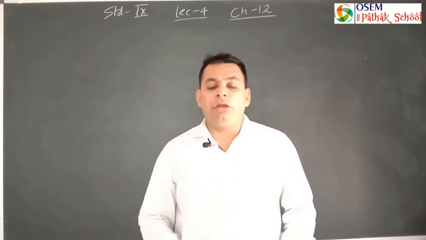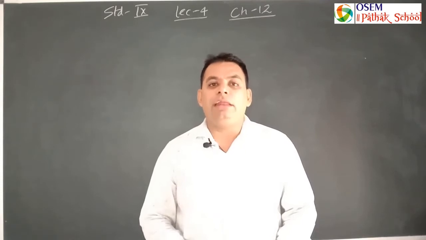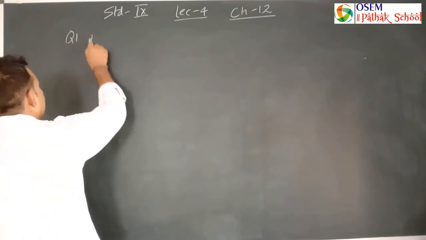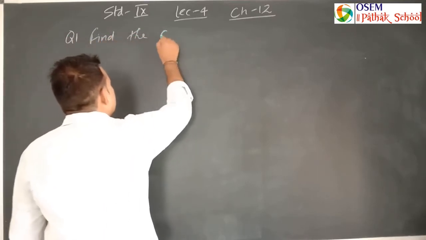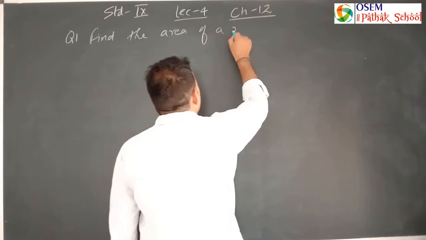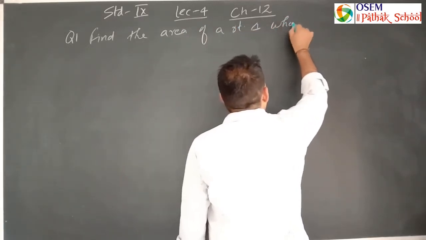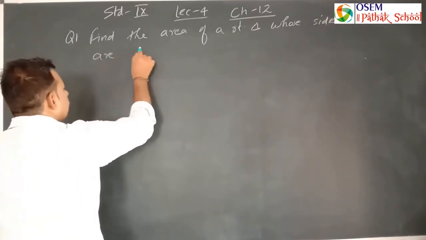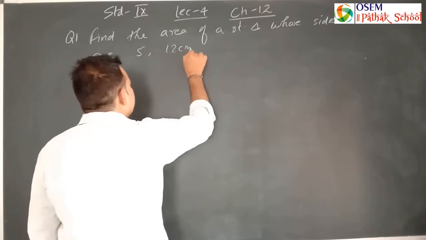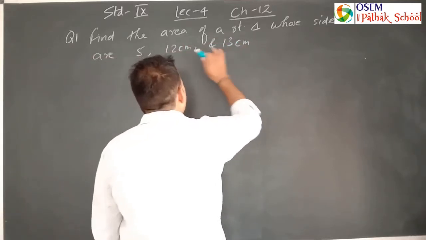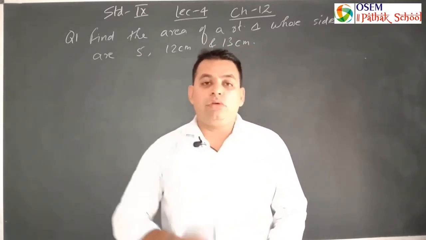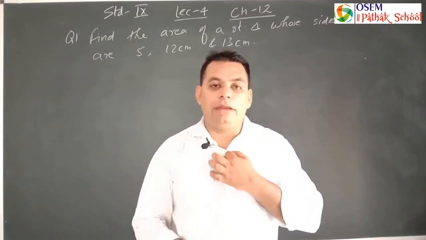So I am giving a question over here. Suppose I am giving: find the area of a right angle triangle whose sides are 5, 12 and 13. I am writing the question over here. Question 1. Find the area of a right triangle whose sides are 5 centimeter, 12 centimeter and 13 centimeter. Suppose a question is like this, a right triangle. So I will make you realize that by both formulas I am getting the answer.